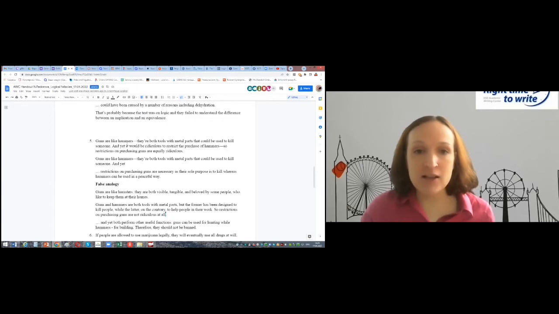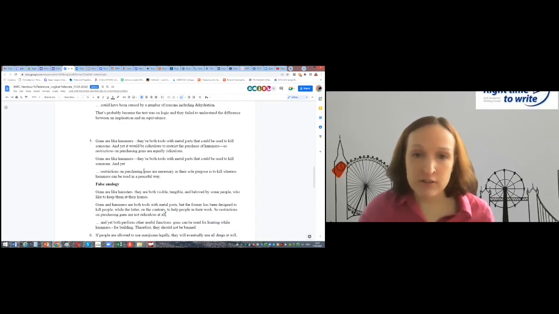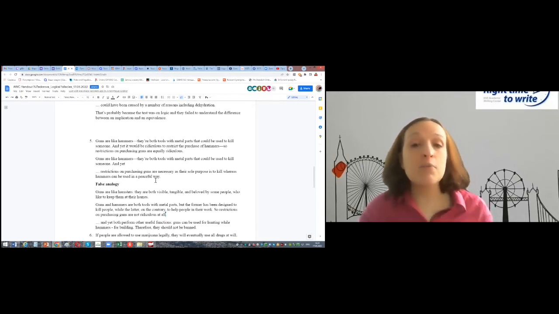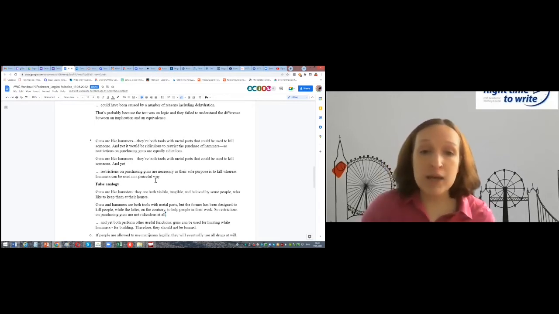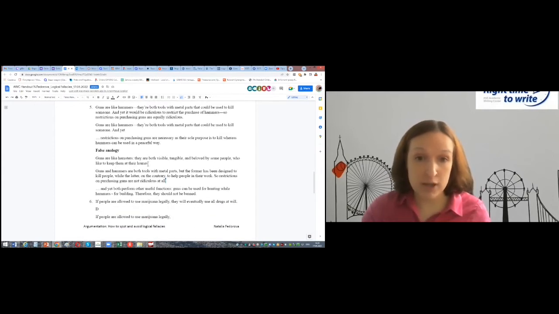Guns are like hammers. This is recognized by someone as a false analogy. They are both tools with metal parts, and yet restriction is necessary. The sole purpose is to kill. Yeah, but how can you make the statement more sound? By showing the difference between guns and hammers.